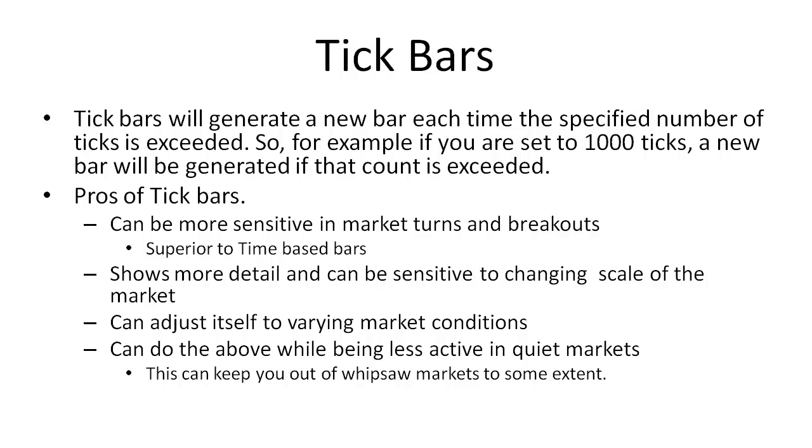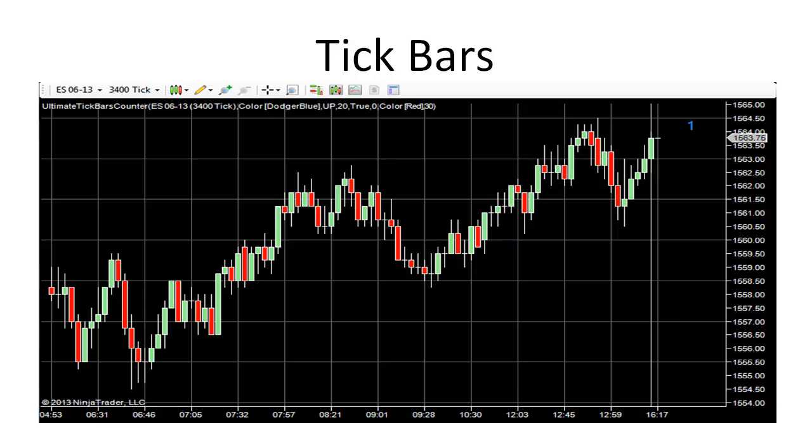Tick bars will generate a new bar each time the specified number of ticks is exceeded. So for example, if you're set to 1,000 ticks, a new bar will be generated if that count is exceeded. On the 1,001st tick, a new bar starts as with tick 1. Now here's some of the pros of tick bars. They can be more sensitive in market turns and breakouts, superior to time-based bars certainly, by any measure. They can show more detail and can be sensitive to changing scale of the market, can adjust themselves to varying market conditions, and can do all the above while being less active in quiet markets. This can help to keep you out of whipsaw types of situations.